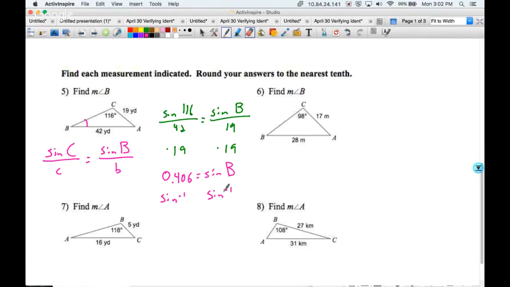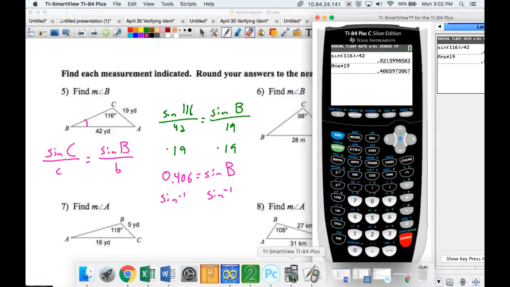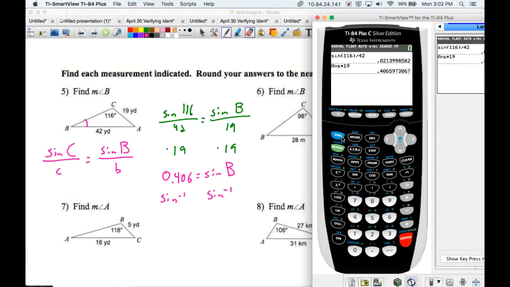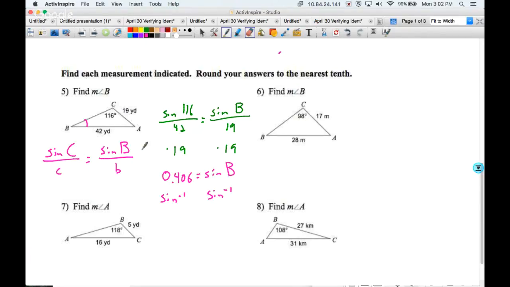Inverse sine, back to the calculator. So I do second sine to get inverse sine, and then second negative symbol to get answer. That brings down the previous answer, and now it's going to give us our angle measure, and that's in degrees. So that's going to round up to 24 degrees. So yeah, measure of angle B equals 24 degrees.